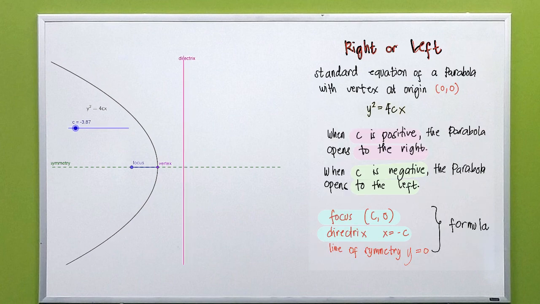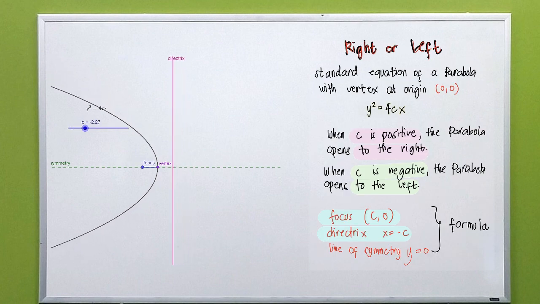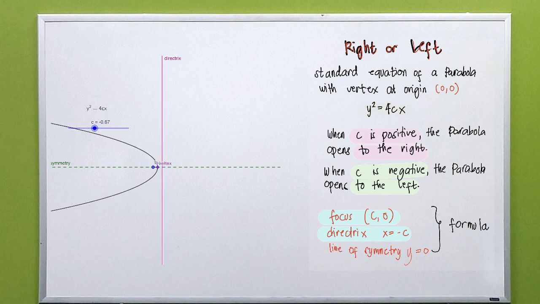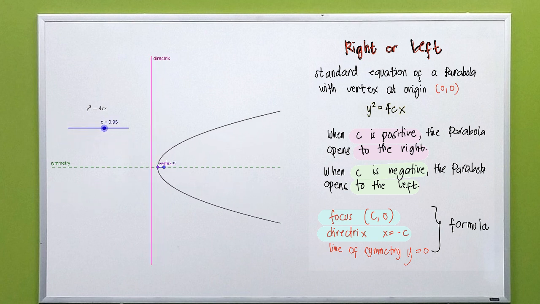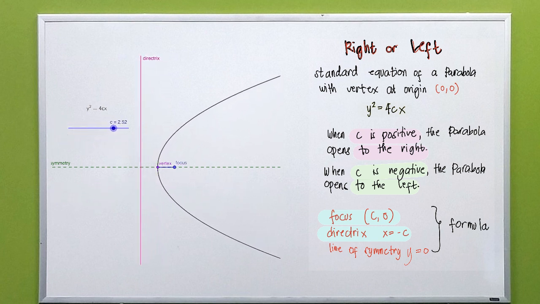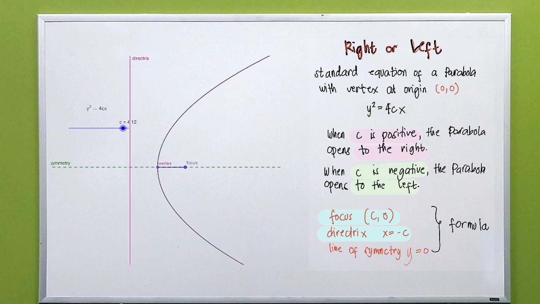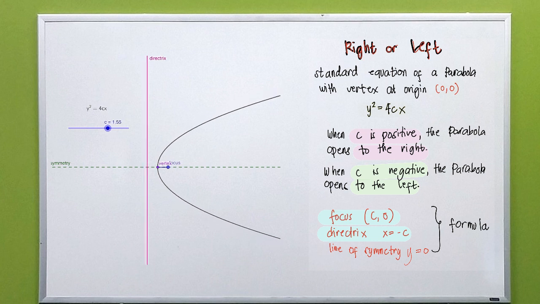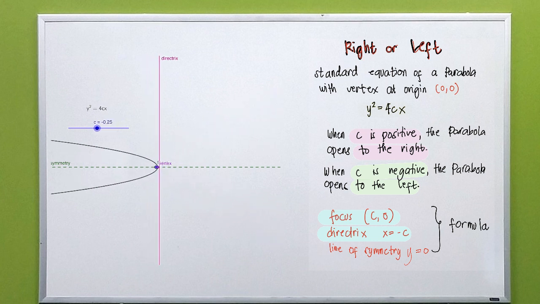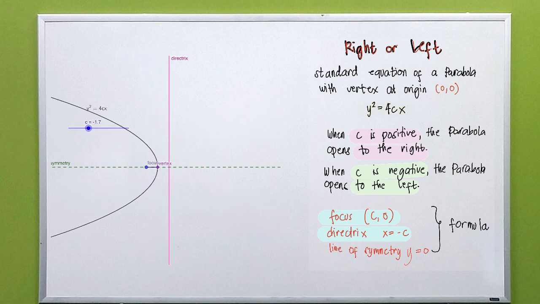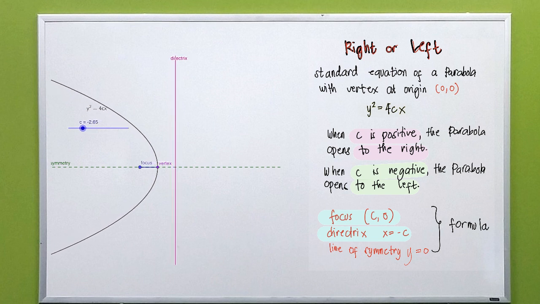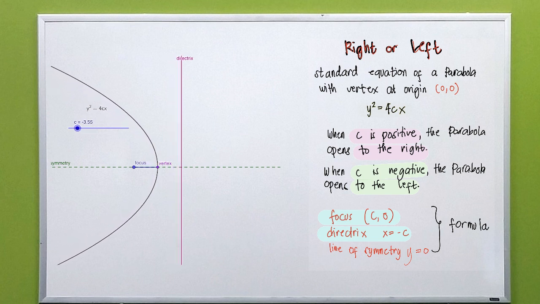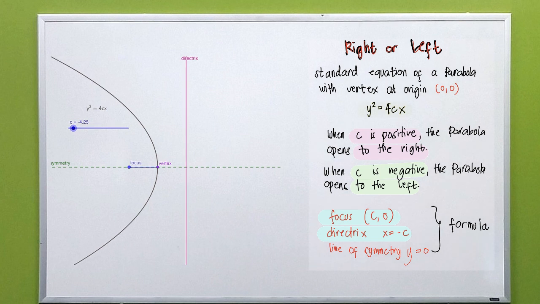The standard equation of a parabola that opens either to the right or to the left with vertex at the origin is y squared equals 4cx. When c is positive, the parabola opens to the right. When c is negative, the parabola opens to the left. And we make use of the following formula to determine the focus, directrix, and the line of symmetry.